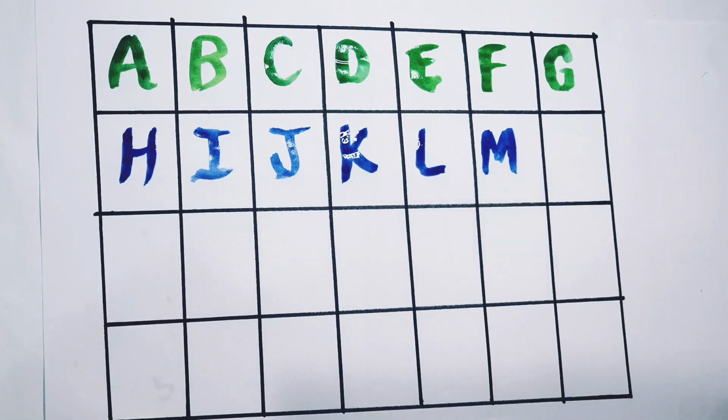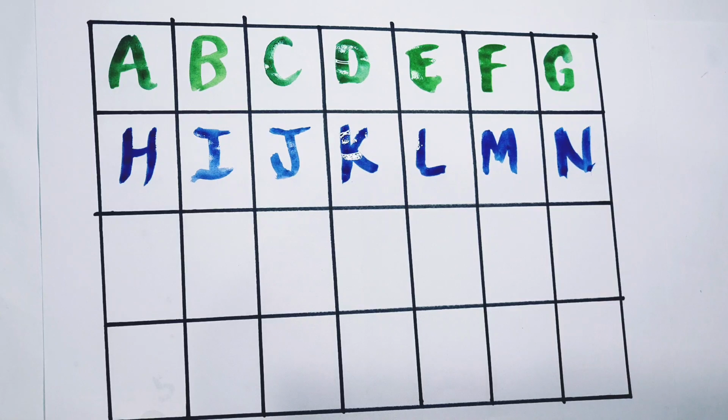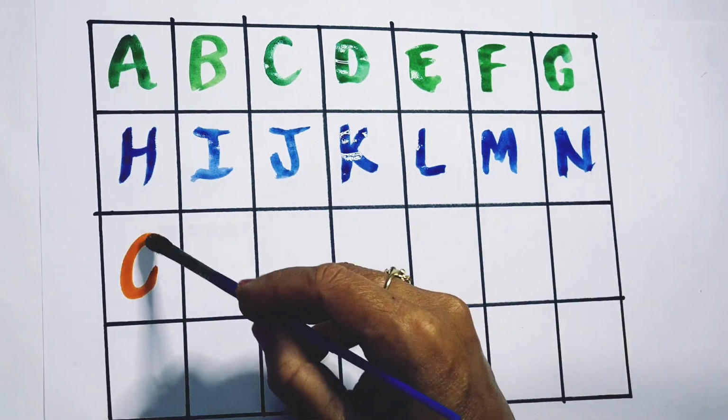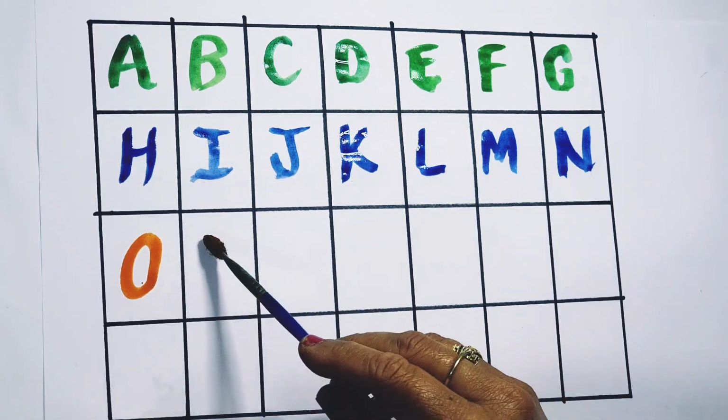M. M for mango. N. N for nose. O. O for owl. Orange color.